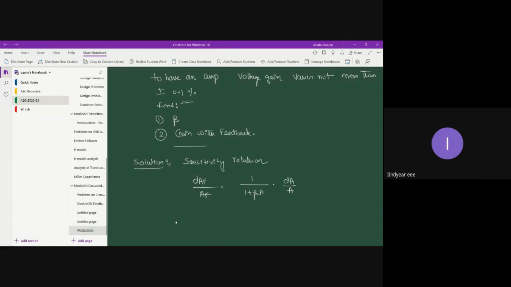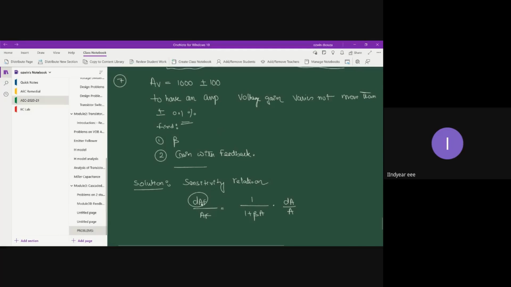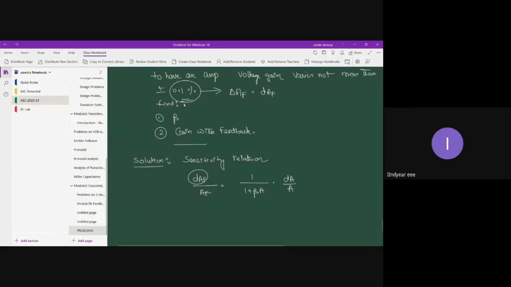Now that is equal to this DAF. AF stands for closed loop gain, and DAF stands for the change in closed loop gain. This is delta AF or DAF. So that is 0.1%.